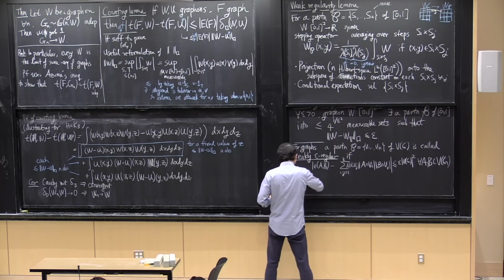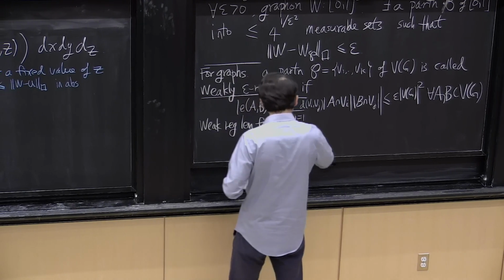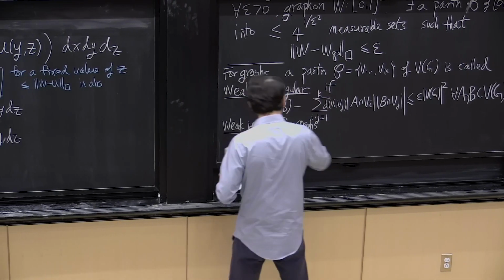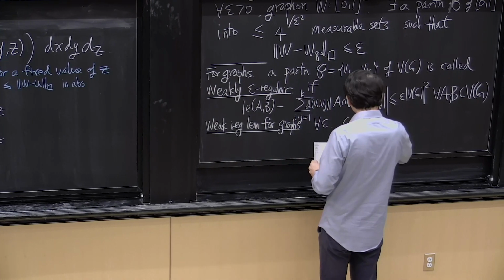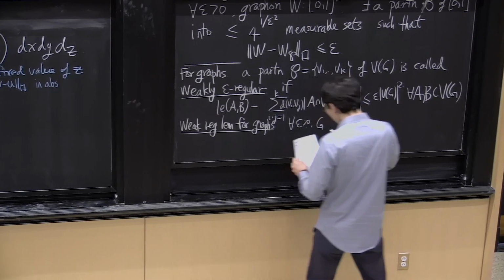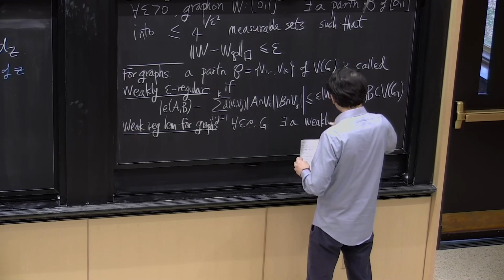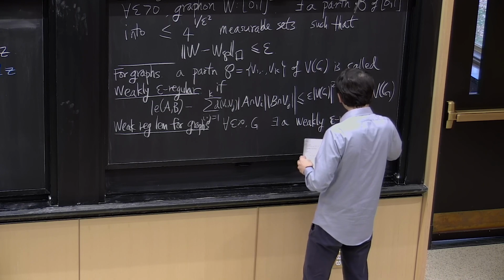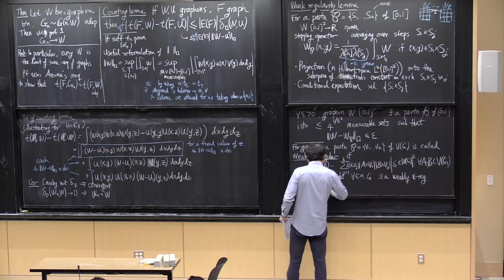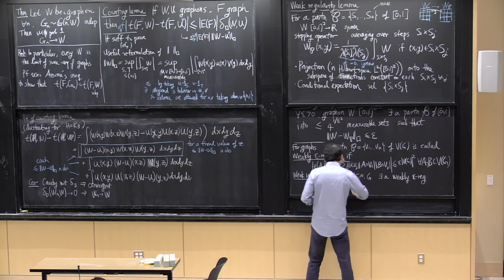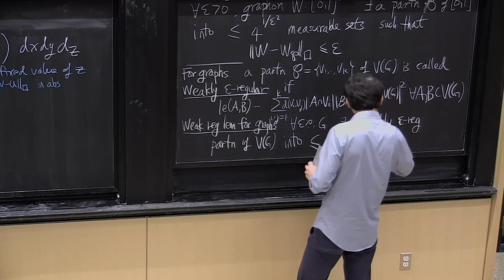So the weak regularity lemma for graphs says that for every epsilon and every graph G, there exists a weakly epsilon regular partition of the vertex set of G into at most 4 to the 1 over epsilon squared parts.